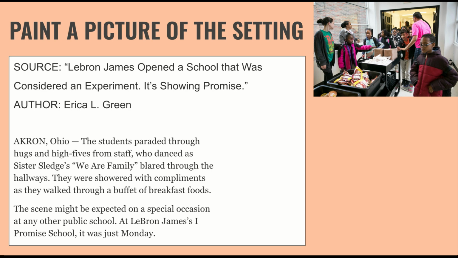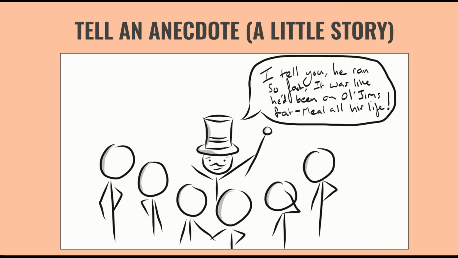Another strategy you might use is painting a picture of the setting. If we think back to the article about the I Promise school that LeBron James opened, we can see an example of this strategy at work. Remember the imagery we saw as we read the description of students parading through high fives and hugs from staff, the music blaring, the compliments from the teachers, the smell of the breakfast buffet wafting through the hallways. The writer begins by orienting us as readers into the place that will be the focus of the writing. So this is great if you were writing about an event that you observed, maybe something that happened at recess.